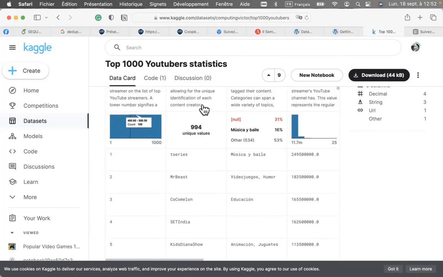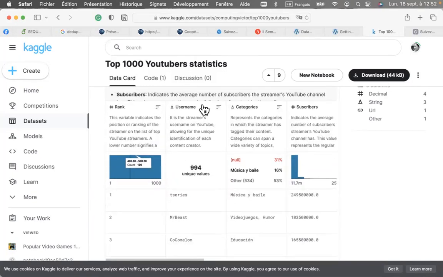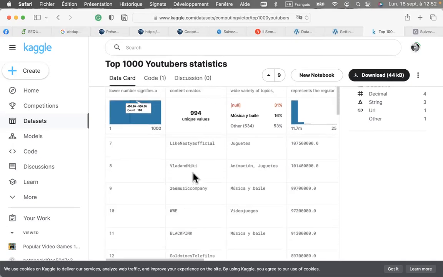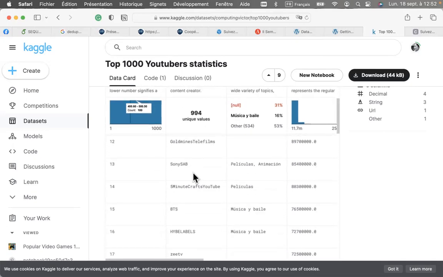This is for numerical values. When you have non-numerical values, for example, a string, this has been provided by the owner, so they have a description of the attribute. The system has computed that there are 994 unique values, so different values, different strings, and it provides you with all these different values.